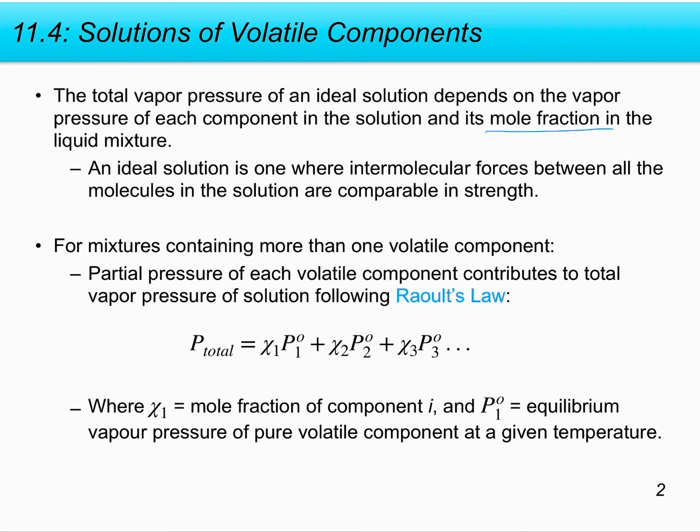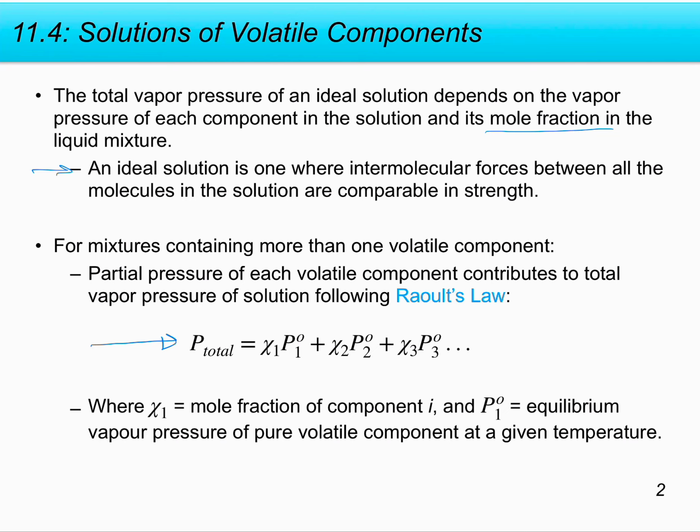We'll talk about what a non-ideal solution is later, but when we want to talk about an ideal solution, that is one where the intermolecular forces between all the molecules in the solution are comparable. When the intermolecular forces are a little bit different, that's when the predicted vapor pressure that we would get from this calculation down here would be a little bit different than the actual vapor pressure that we see. And we'll get into that a little bit later.